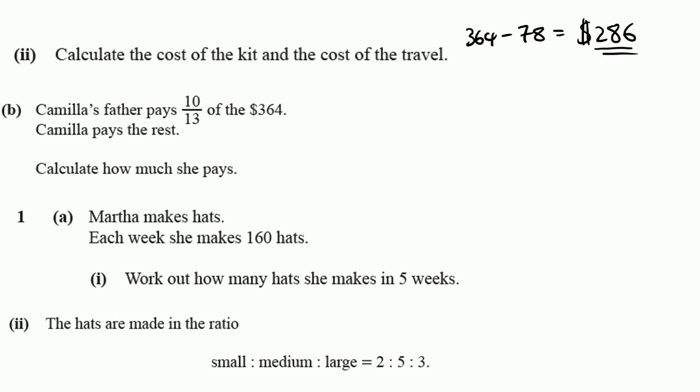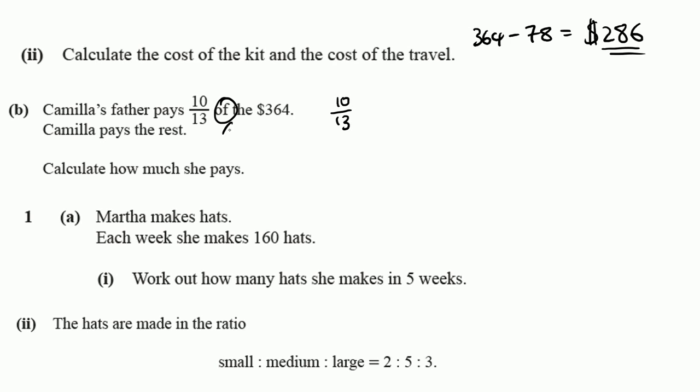Camilla's father pays 10/13 of the 364. Calculate how much Camilla pays if she pays the rest. Well, if Camilla's father pays 10/13, we can work out what that is. 10/13 of 364 is 10/13 times 364. Of always means times in maths. So 364 times 10/13 is coming out as $280.